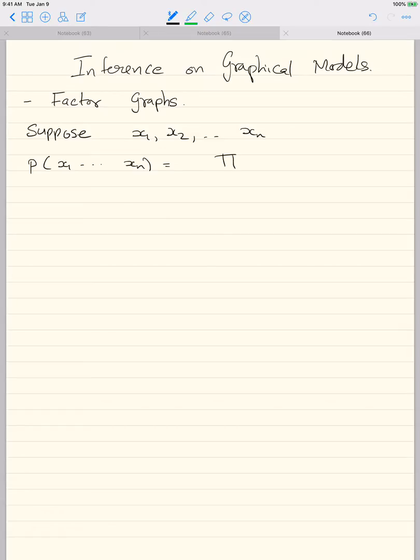which factorizes in this form, as is in some set S. Here each xs is a subset of x1 to xn. Then in our notation of factor graph, we would represent this probability distribution by associating a factor with each term in the product.